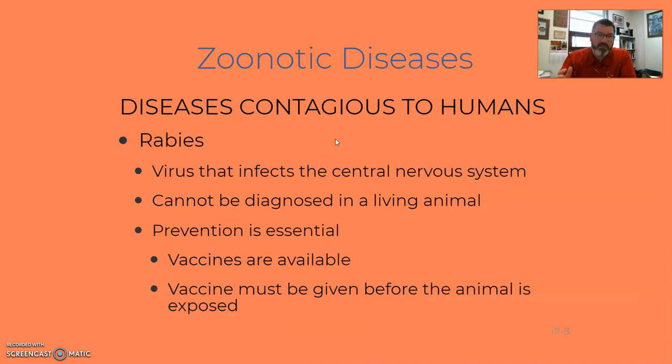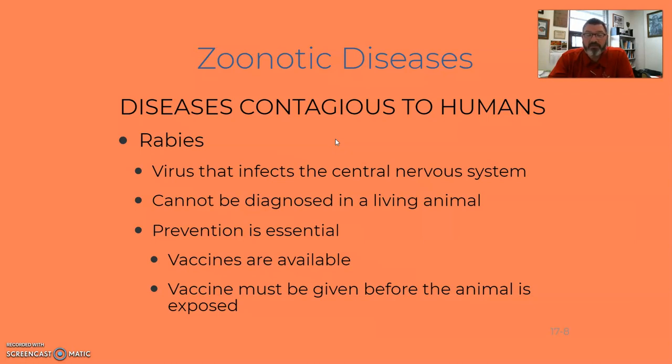Rabies, of course, is a great example, and we ought to spend a little bit of time on that one in particular because it's a virus that infects the central nervous system, and it really can't be diagnosed in a living animal, so it's quite frightening, of course, for humans if they're at risk for having contracted rabies. So prevention is essential, and that's why we highly recommend rabies vaccinations for your dogs, to keep current on their shots. That way there's minimal risk of transmitting that to a human if in fact they did happen to get bit.